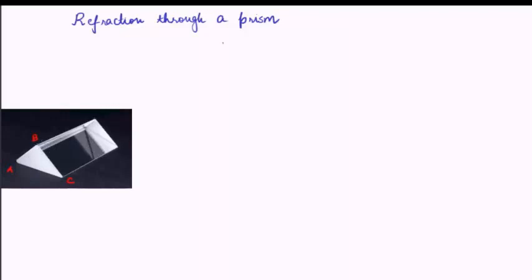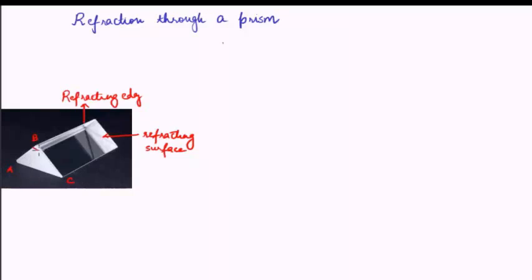Now this rectangular surface and the one over here would be called the refracting surfaces, and this edge which joins the two refracting surfaces is called the refracting edge. So let me write it down. This is the refracting surface, and basically this edge is called the refracting edge.